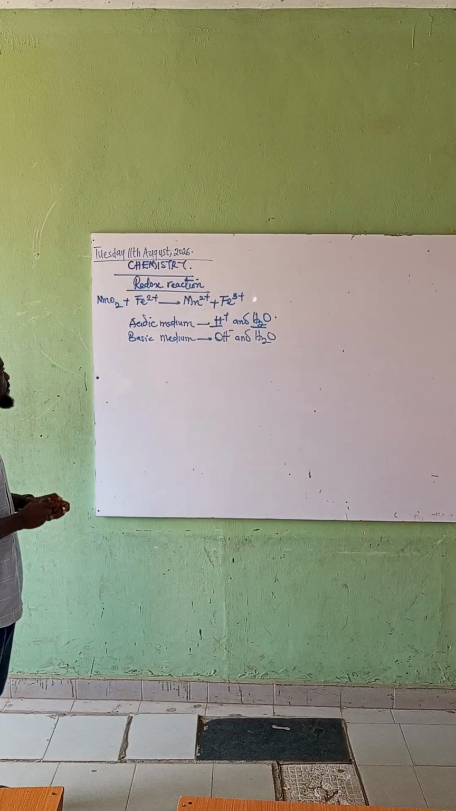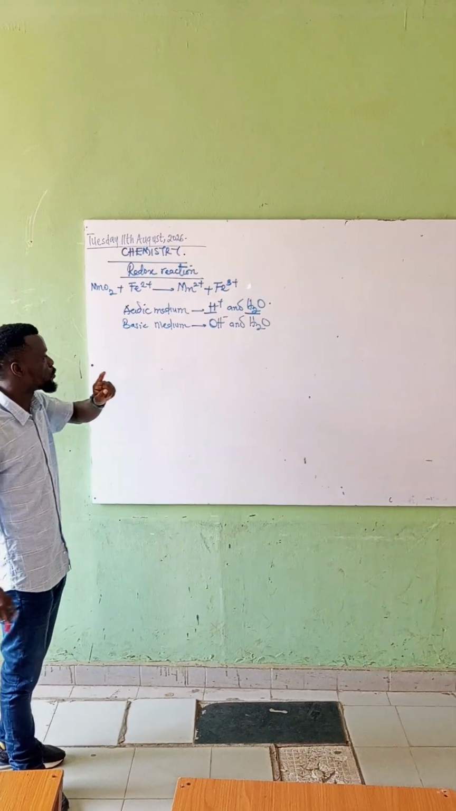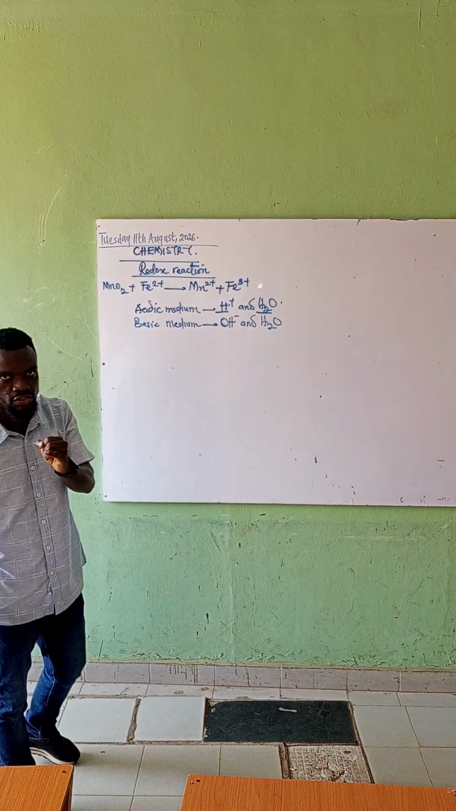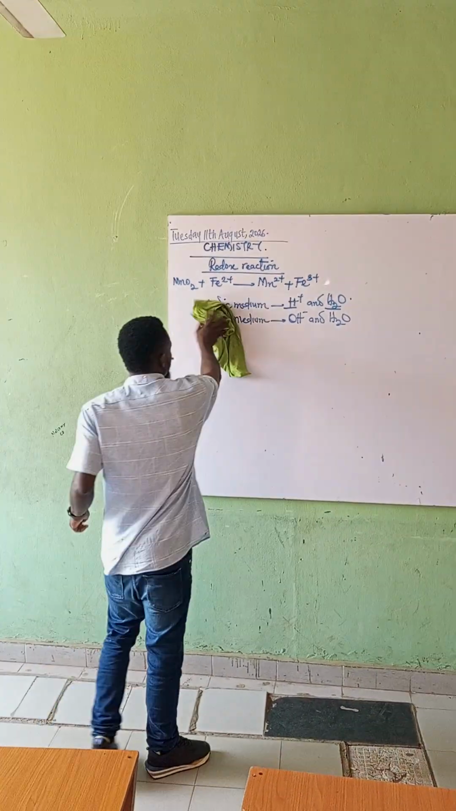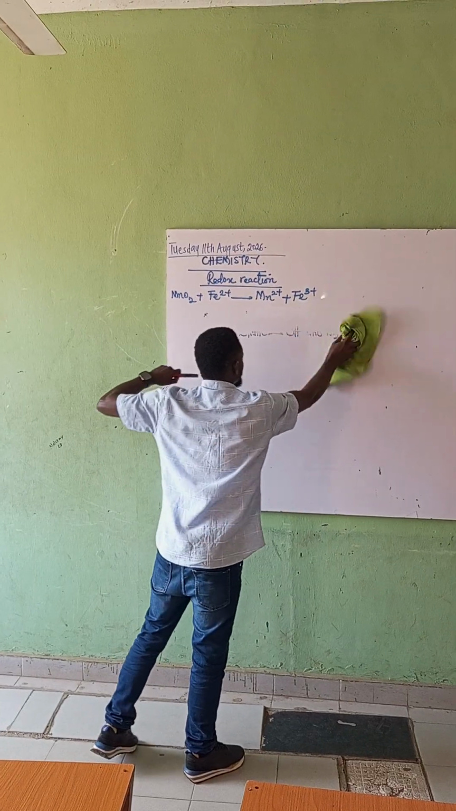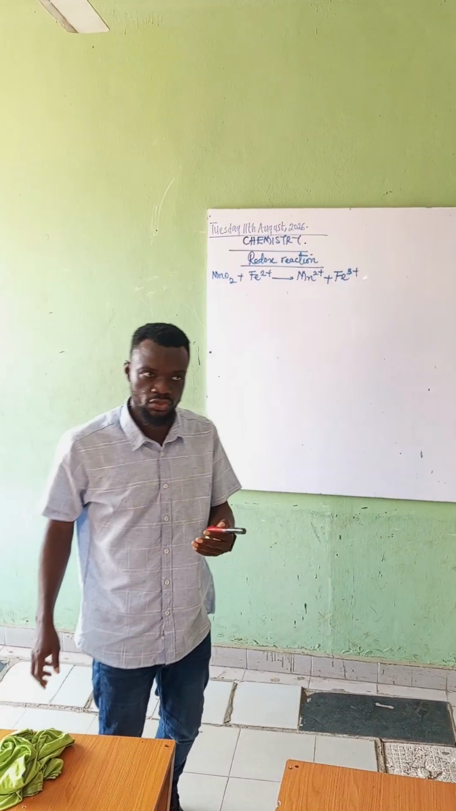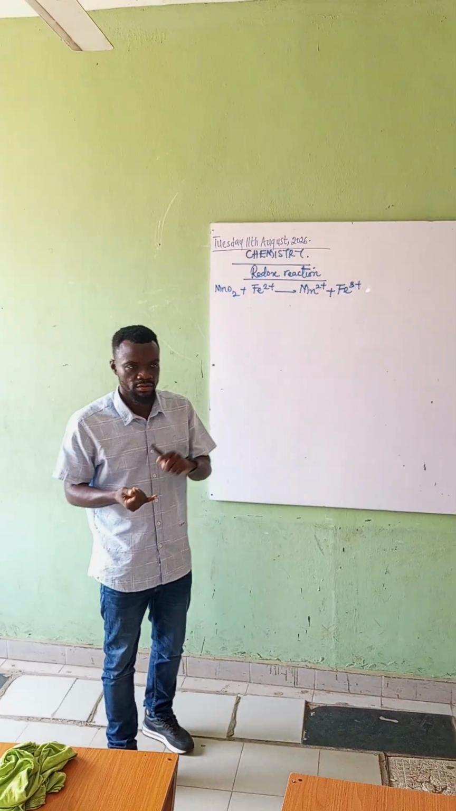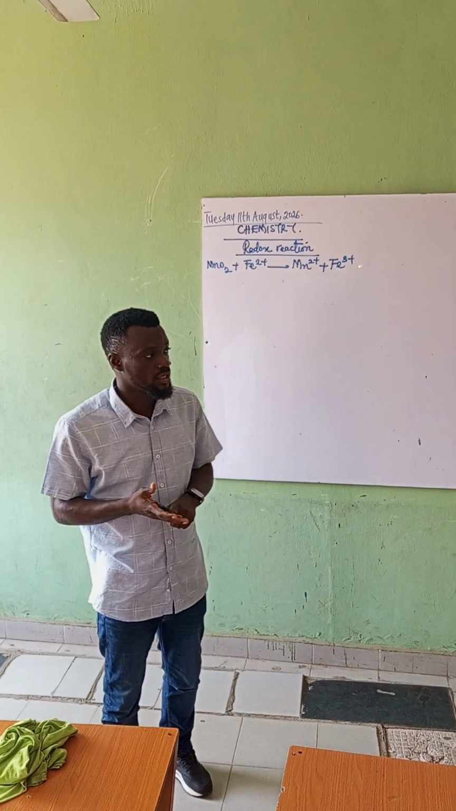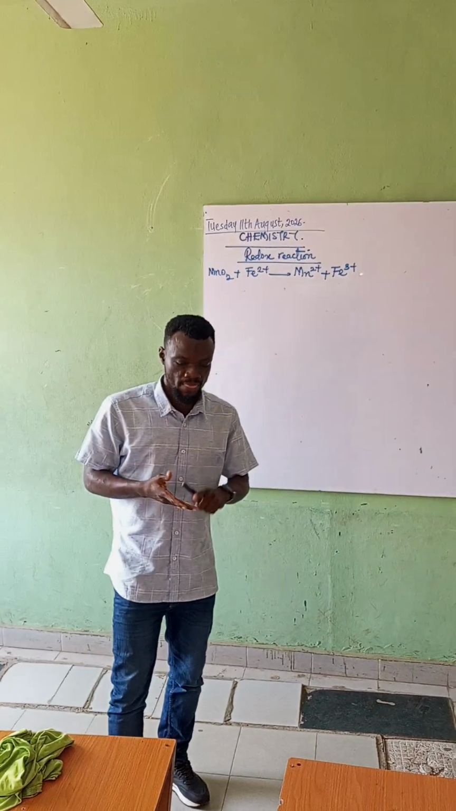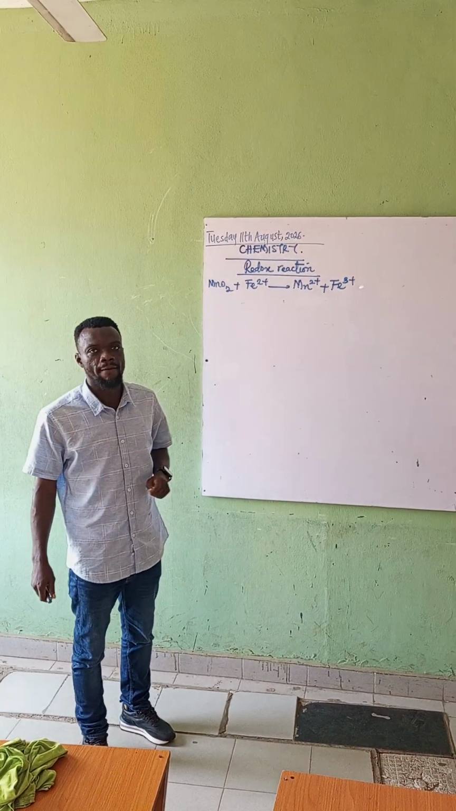Now, how do we do that? The first thing that you need to determine in this redox reaction is the one that undergoes oxidation and the one that undergoes reduction. And don't forget that we have different definitions for oxidation and reduction. We can define oxidation in terms of oxygen, in terms of hydrogen, in terms of electronegativity, in terms of electropositivity, and at the same time in terms of electron transfer.